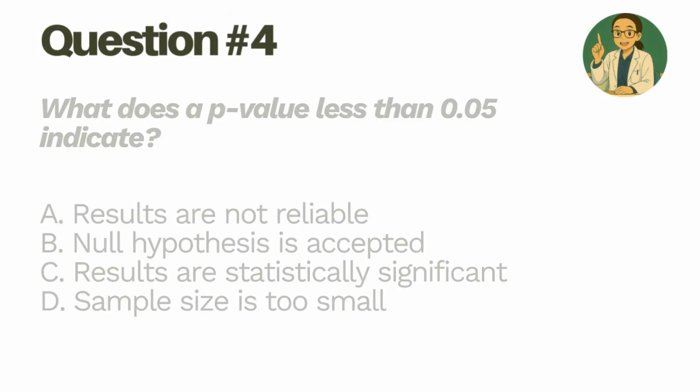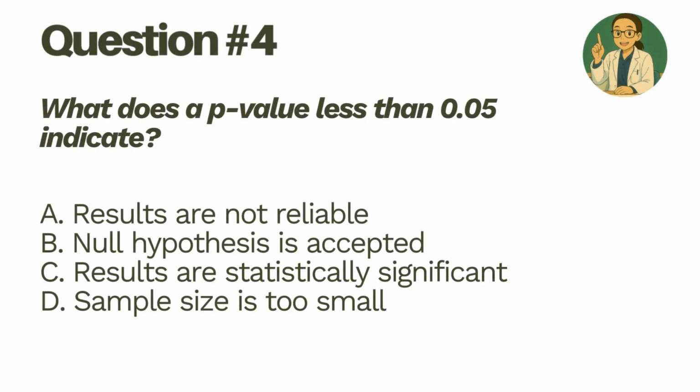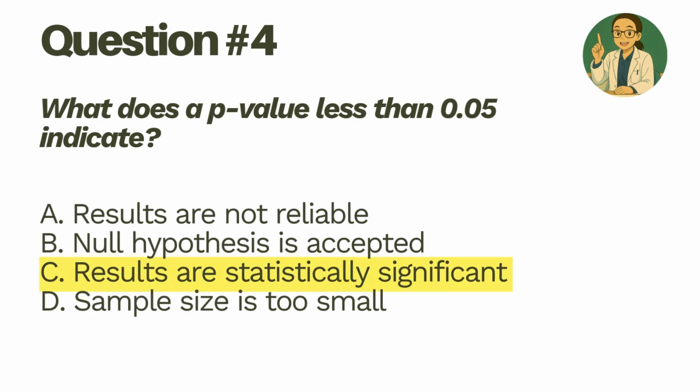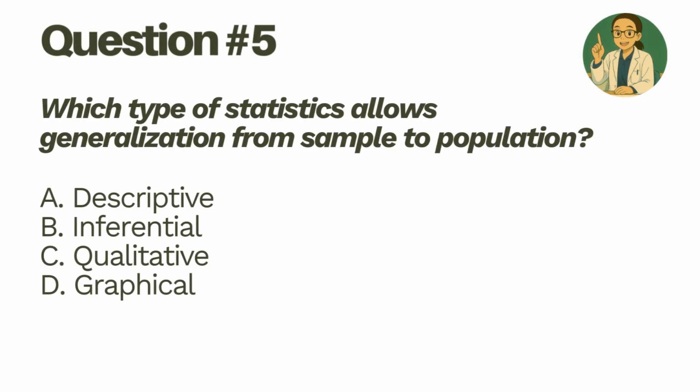Question 4. What does a p-value less than 0.05 indicate? Correct answer. Letter C. Results are statistically significant. A p-value less than or equal to 0.05 indicates statistical significance, leading to rejection of the null hypothesis. Last question number 5. Which type of statistics allows generalization from sample to population? The correct answer is letter B. Inferential. Inferential statistics are used to draw conclusions beyond the sample studied.